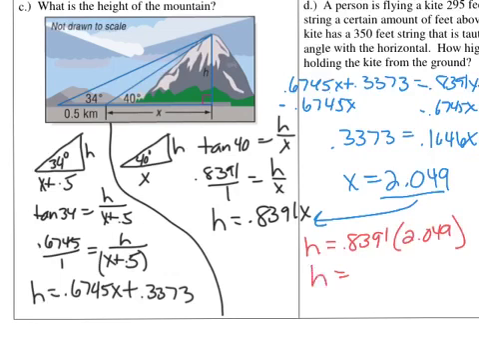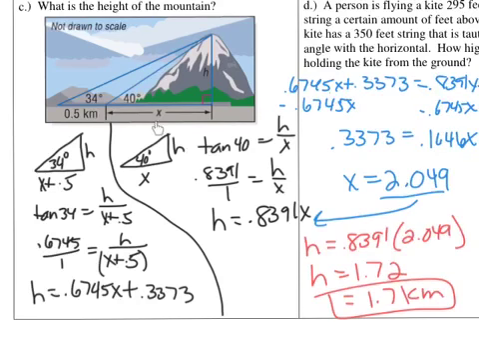And finally, h is going to be 1.72, rounded to a tenth is going to be 1.7 kilometers. So this problem you should probably watch again so you can understand what I did. I had h and x only, and I had to set up two equations, solve both of them for h, and then I set them equal to each other. And that's how I got a value for x, which in turn gave me a value for h in the end.